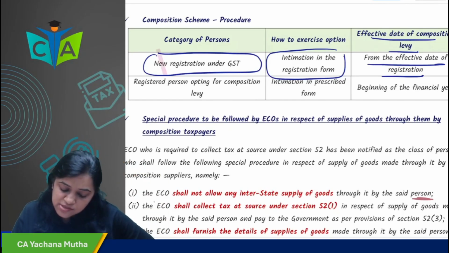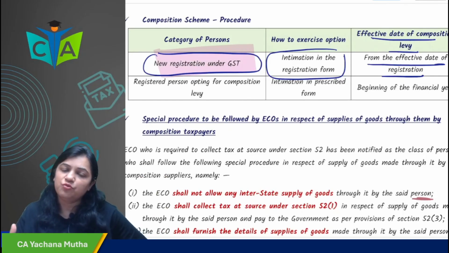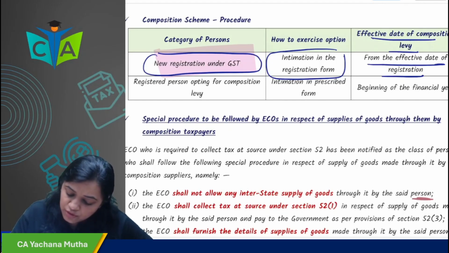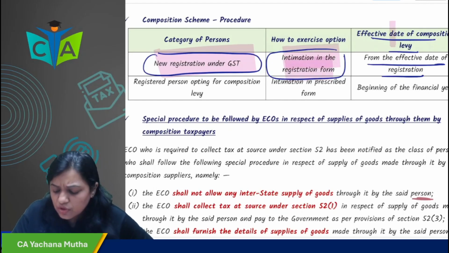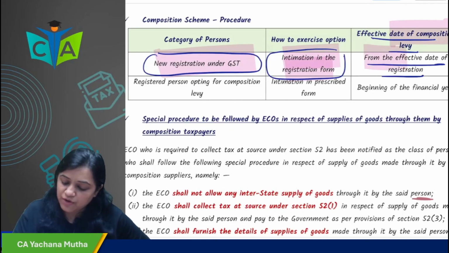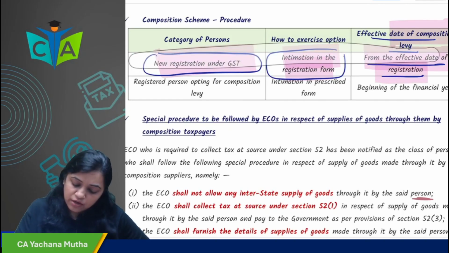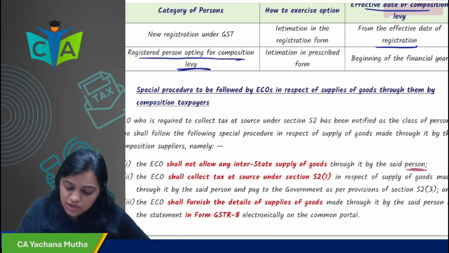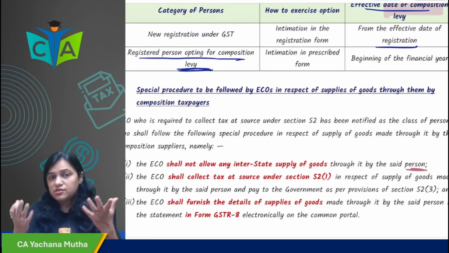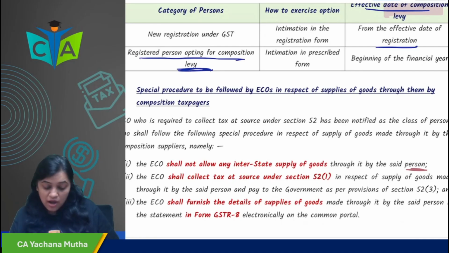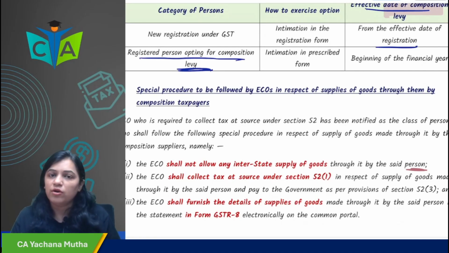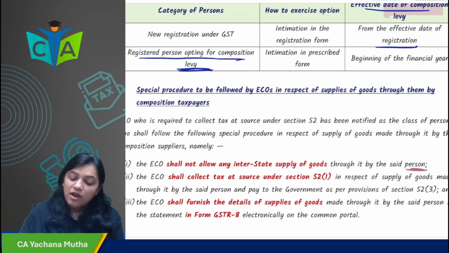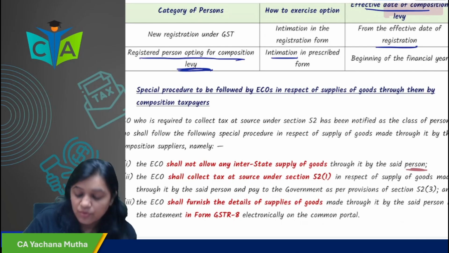So if you are taking new registration, when you are filing the registration form, in that only you have to intimate, and your composition levy will be effective from the effective date of registration. But if you are a registered person opting for composition levy, if you're an already registered person, I'm registered for the last 2 years, but now I came to know that there is a scheme called the composition scheme. So in that case, what do you have to do?